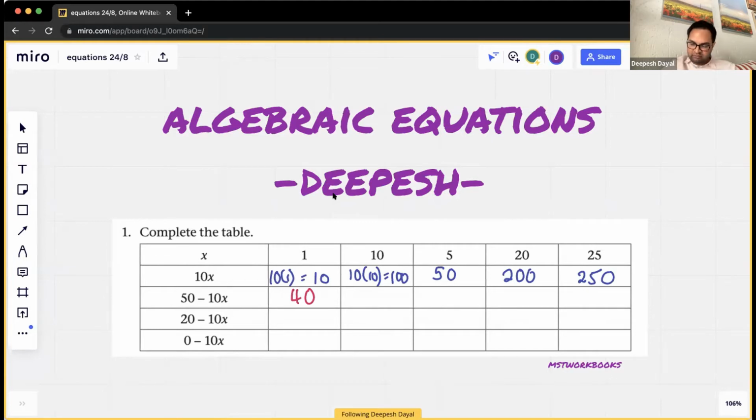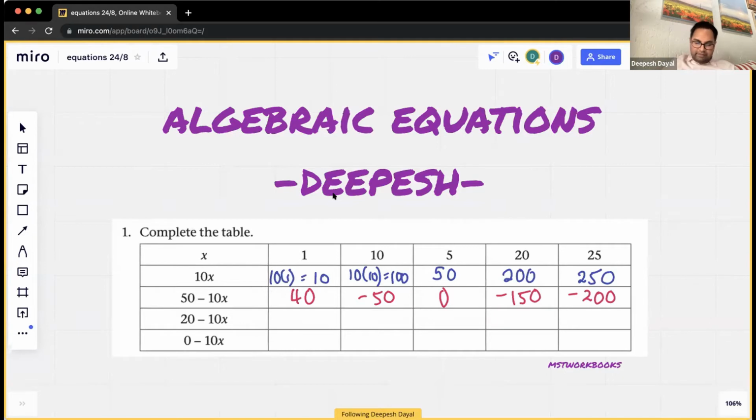So should it be a negative? It will be a negative, correct? So it will be minus 50, right? And then 50 minus 10 times 5 is 0. And then 50 minus 10 times 20 is minus 150. And then 50 minus 10 times 25 is minus 200. Okay, and that's that for the next row.